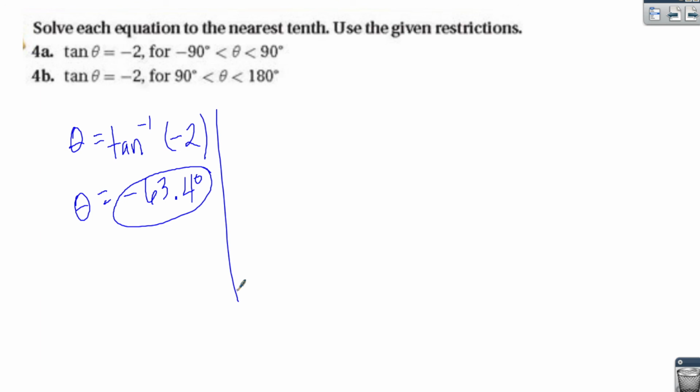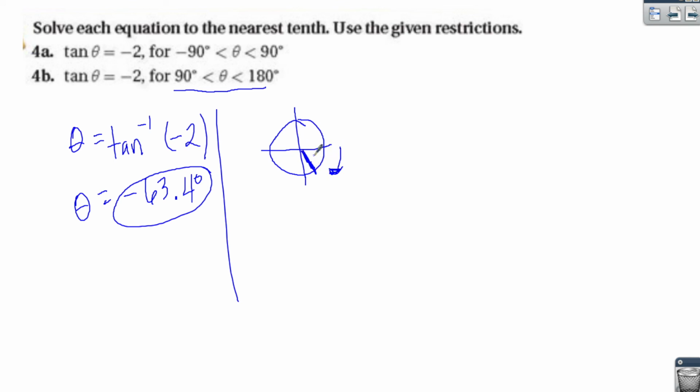Now let's take a look at 4b. In 4b, knowing that it will result in the same answer, but now the restriction has changed a little bit. It now is asking you to look only between 90 and 180 degree measures. Let's try to illustrate this. So this is a negative angle measure. That is absolutely fine. It just means that we're going in the clockwise direction, going down. So -63.4 is somewhere over here. This is -63.4, it opens this way.